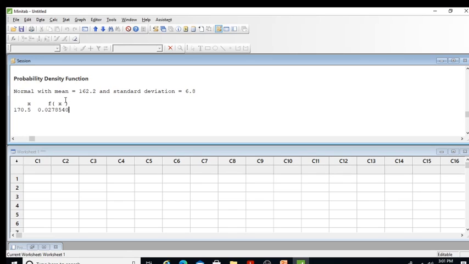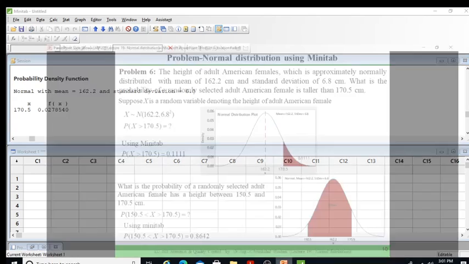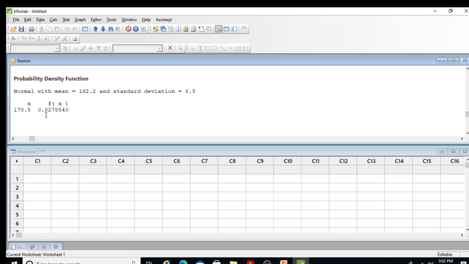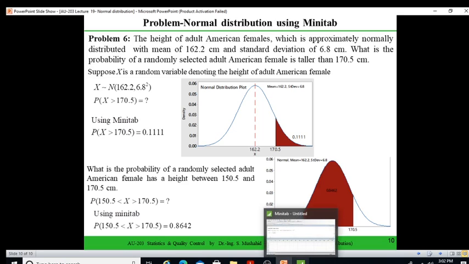So f of x would be representing the probability density function. If you look at the previous problem, I am interested in the corresponding value, which, if I look here, is greater than 0.02 and less than 0.03. So actually I am getting this corresponding value as 0.027, something like that. That would be my f of x value, and if I plot it, I can see that value.